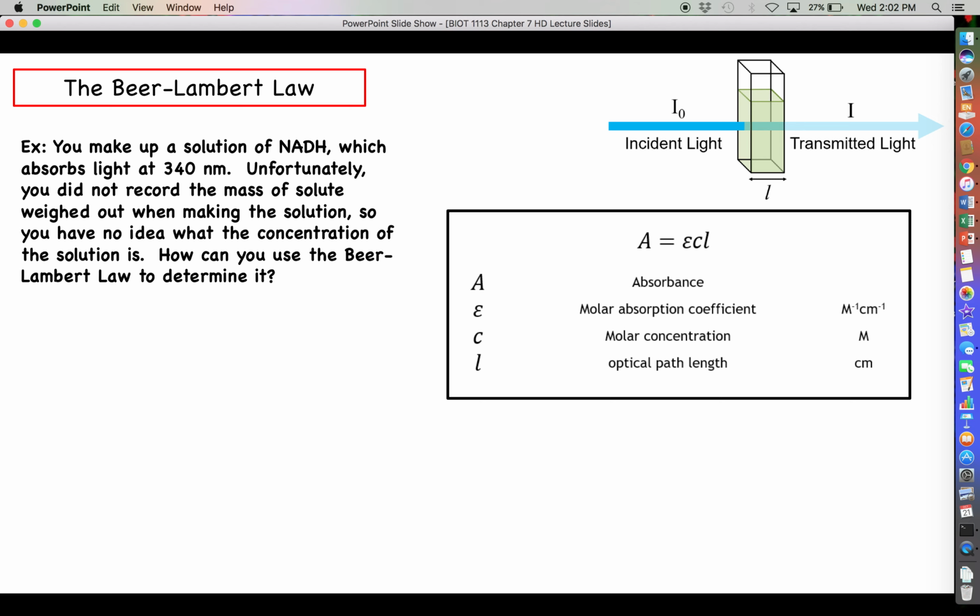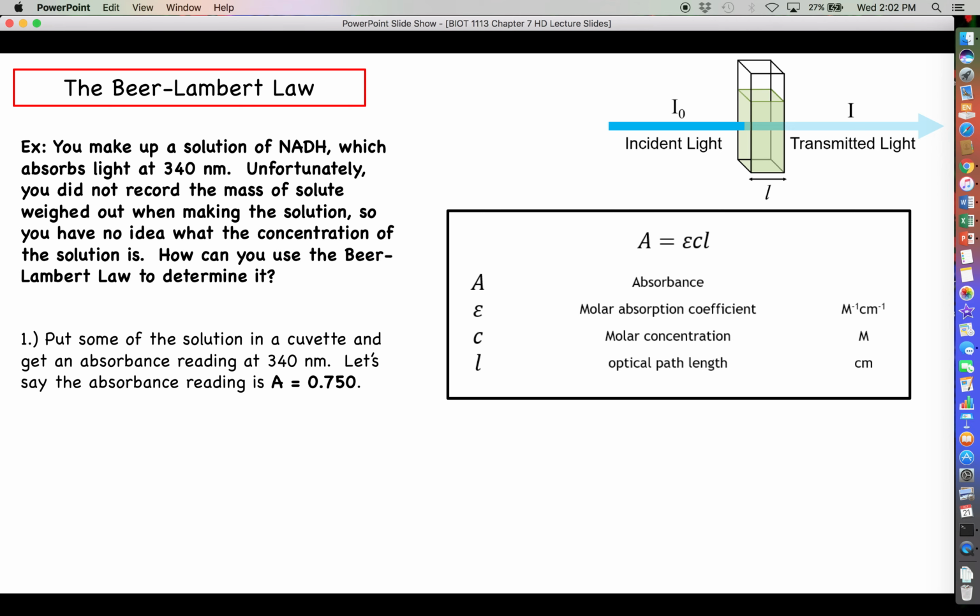So you've got two options. You can either throw out the very expensive chemical and start over, which isn't really a great idea, or what you can do instead is you can use spectrophotometry to determine the concentration of the solution. So what we're going to do here is take this solution that you made, put it in a cuvette, and get an absorbance reading at 340 nanometers. Let's say that we blank the spectrophotometer first, and then let's say that the absorbance value that we get is 0.750.